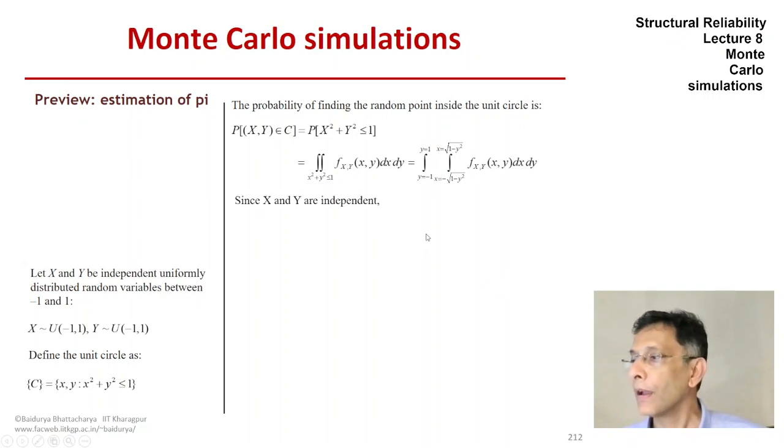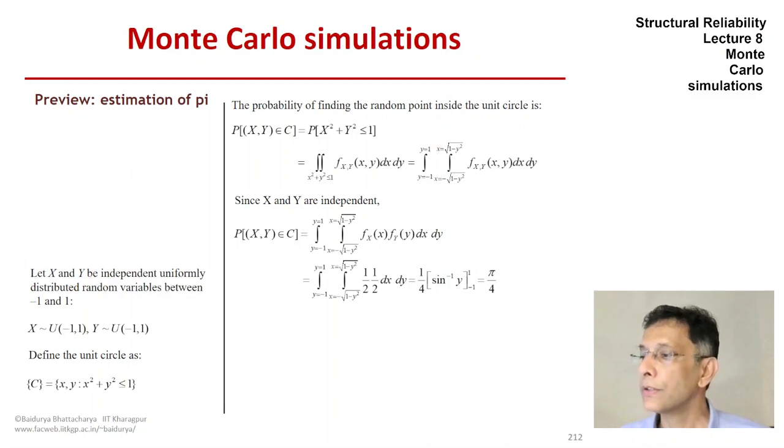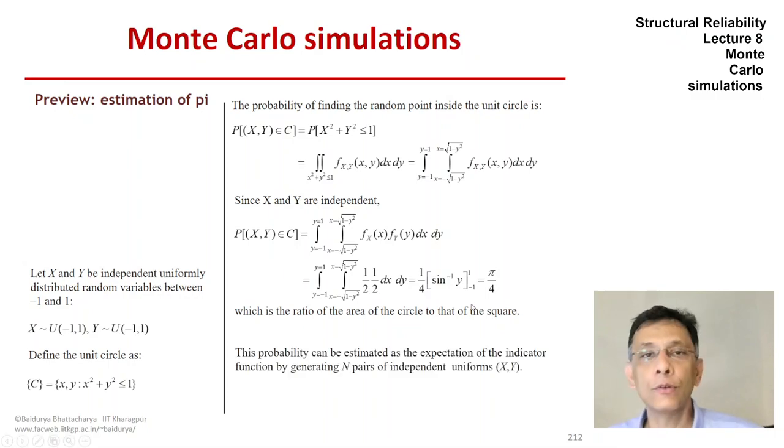Because x and y are independent, the joint density function is the product of the marginals, and the marginals in turn are each equal to half between the limits -1 and +1. So if you go through the steps, the answer is indeed pi over 4, which was also the ratio that we thought of in the previous slide. So if we are able to estimate that ratio and multiply that with 4, we should be able to get an estimate of pi. And let's now take a look at the code, the Matlab code in this case, that generated those points and estimated the value of pi.